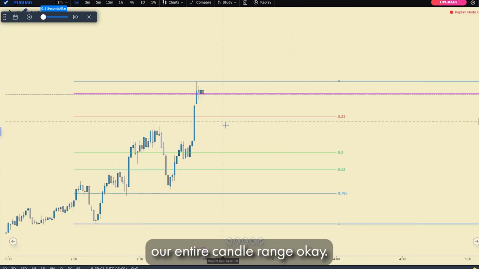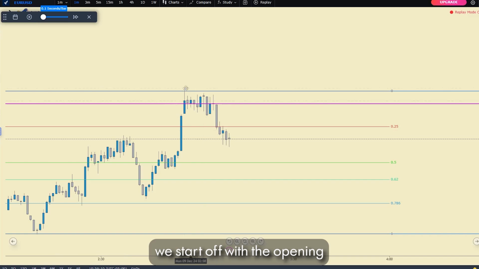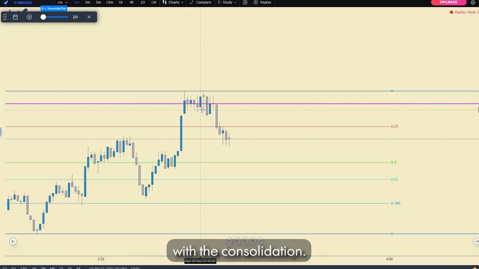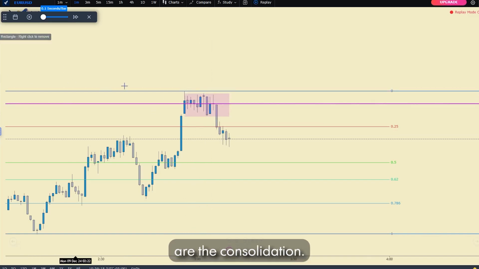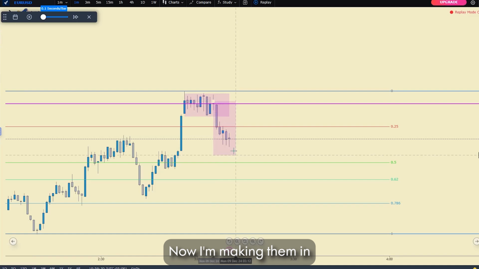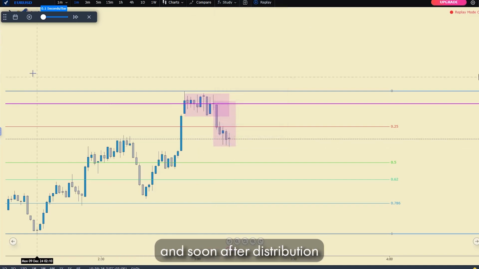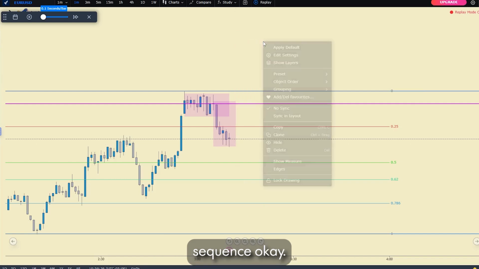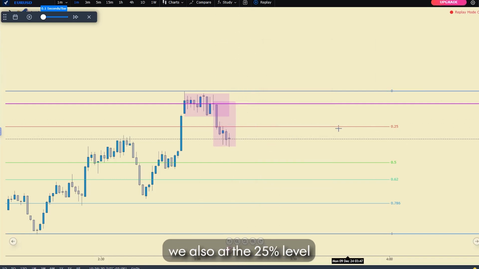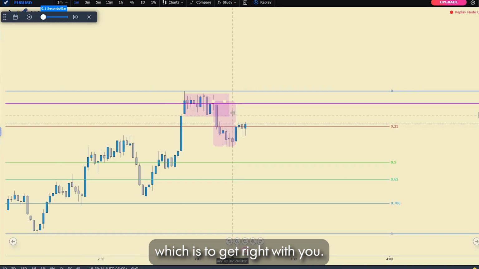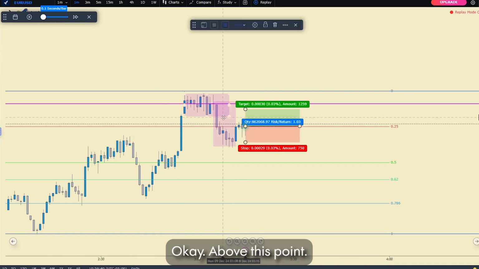Now here's our entire candle range, okay? And you can see we start off with the opening of the new candle with the consolidation. Now price broke out of that consolidation, now making the manipulation, okay? So we can see we're already following our accumulation, manipulation, and soon after distribution sequence, okay? And now that we're also at the 25% level, all we need is a change in state of delivery, which you do get right over there. And now we just enter our trade, okay, above this point.